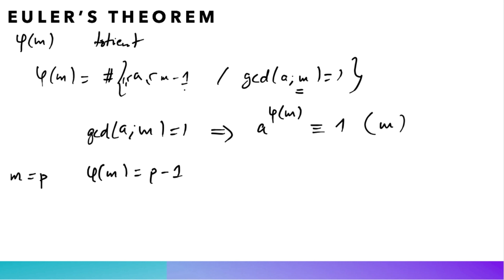This is obvious because a and p cannot share any common divisor greater than 1 if p is a prime number. So we get here that the number of elements is equal to p minus 1, and this gives us the famous theorem of Fermat, which states that a powers p minus 1 is congruent to 1 modulo p, of course. Now what we would like to do is to prove this for every integer m.